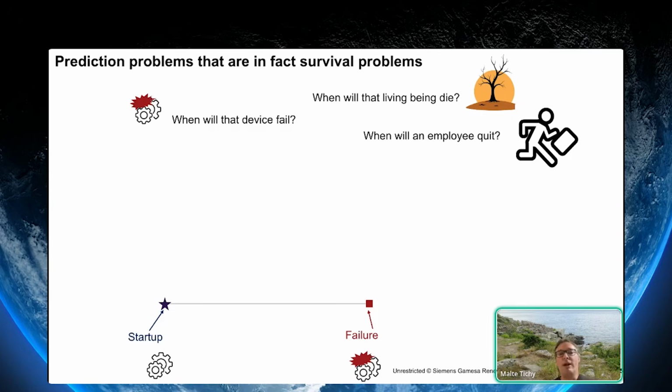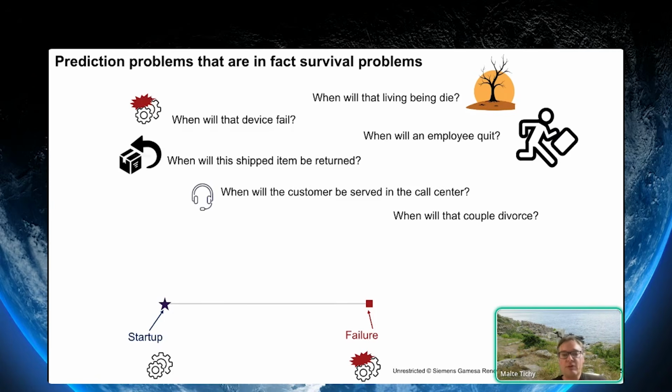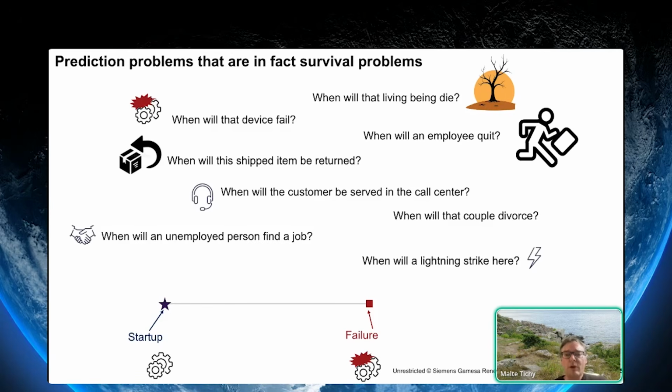For example, when will an employee quit? When will the shipped item be returned? When will the customer be served in a call center? When will that couple divorce? When will an unemployed person find a job? When will a lightning strike here? Or when will that radioactive nucleus decay? I mean, these are all problems from very different fields, but at the end of the day, it's something.